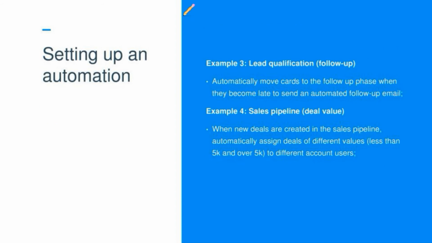The third example is the follow-up in the lead qualification pipe. So we're going to automatically move cards to the follow-up phase when they become late to send an automated follow-up email. And the fourth example, the sales pipeline.